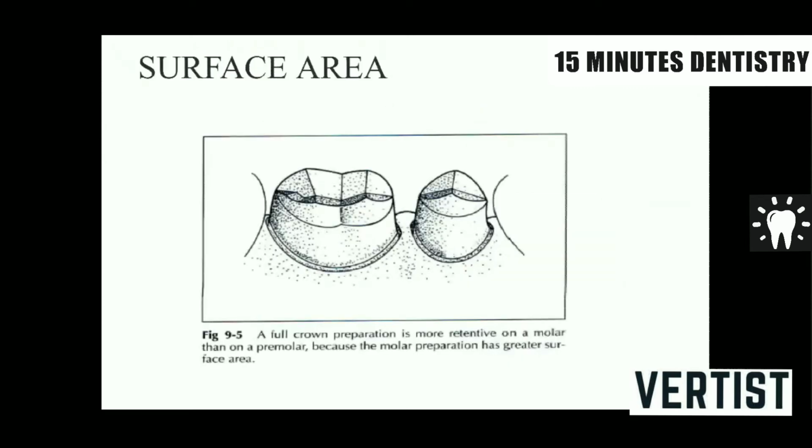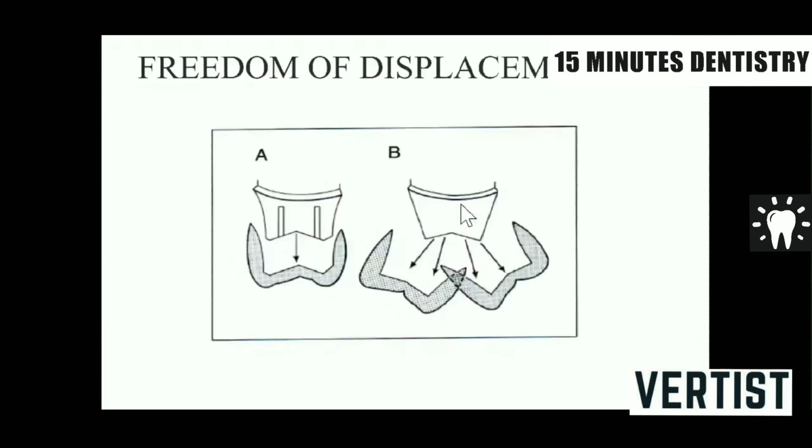Also, students, as you know, the more the surface area, the better the retention. So if you compare both of these situations, obviously the retention obtained on a molar will be more than that on a premolar because of the surface area involved. Also, we have the concept of freedom of displacement. That is, for a restoration to stay in place, it should have a single path of withdrawal. It should not have multiple paths of withdrawal.